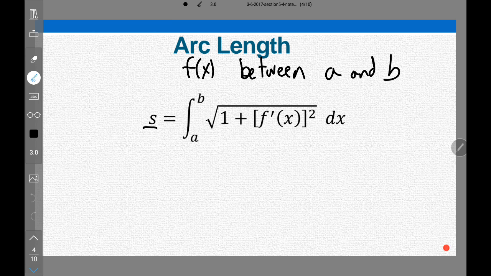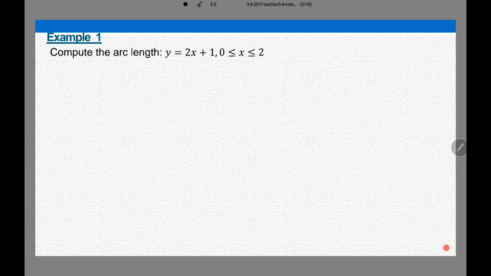So I'm just going to start by looking at some problems. First thing we need to realize in this, when we're computing the arc length, we've got y equals 2x plus 1, and we're going from 0 to 2. Yes, I could probably figure this out by just drawing a picture and computing the length between 0 and 2. But we're going to do the calculus method just to get some practice.